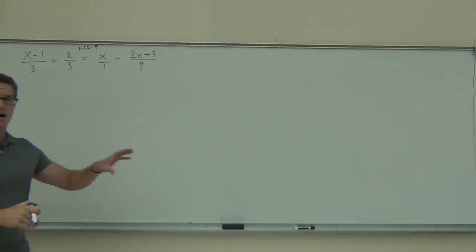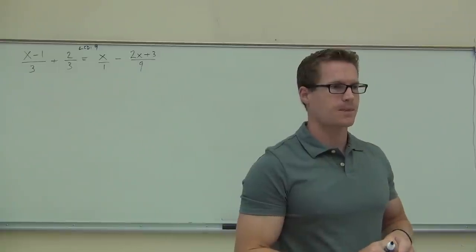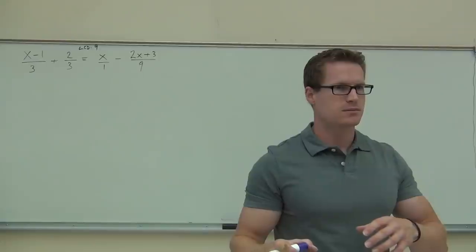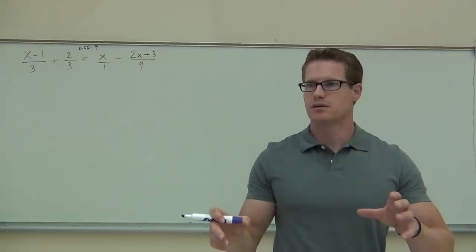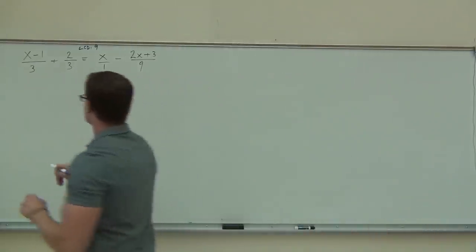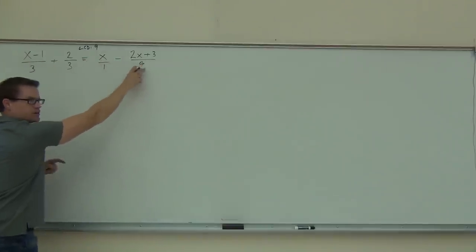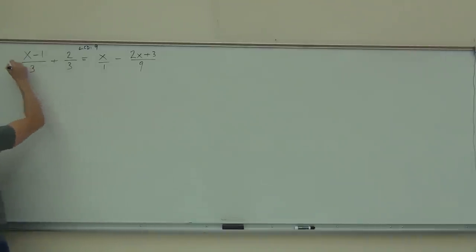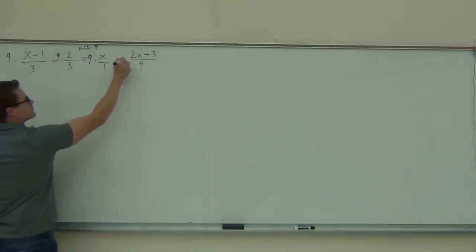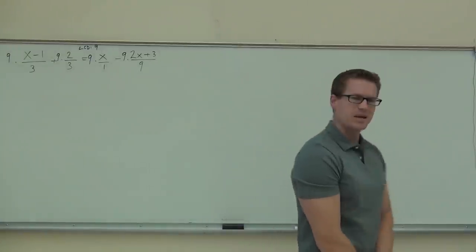Now, if you remember from last time, on Wednesday, what do we do with that LCD? Just the left side? Both sides. What does both sides mean? What do I mean when we multiply both sides? We're not just going to multiply this one and this one. We're multiplying every single term by the LCD. Every one of them. So we're going to multiply this by 9, and this one by 9, and that one, basically the same idea as before.